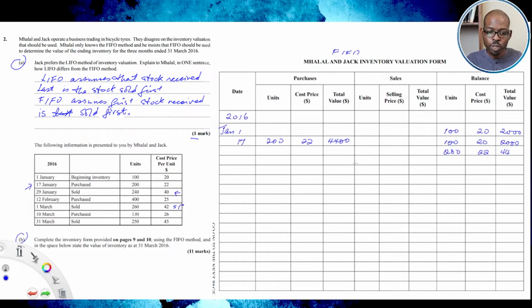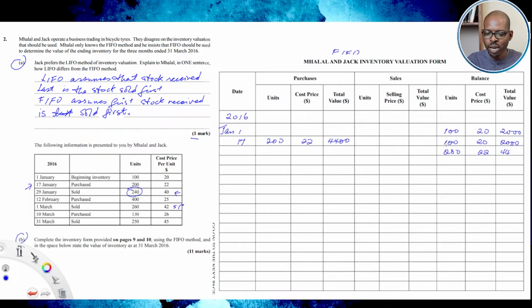That's a sale of 240. 240 is the quantity here. That's what we're concerned about. We're not concerned about the selling price at this point. Now, 240, do we have 240 in stock? Yes, we do. We have more than 240.